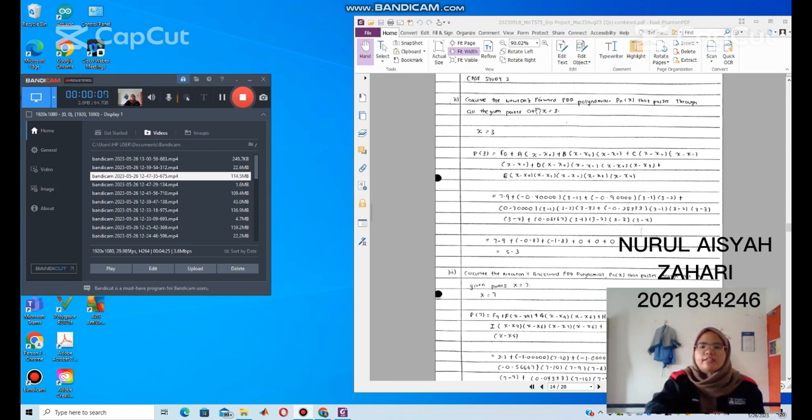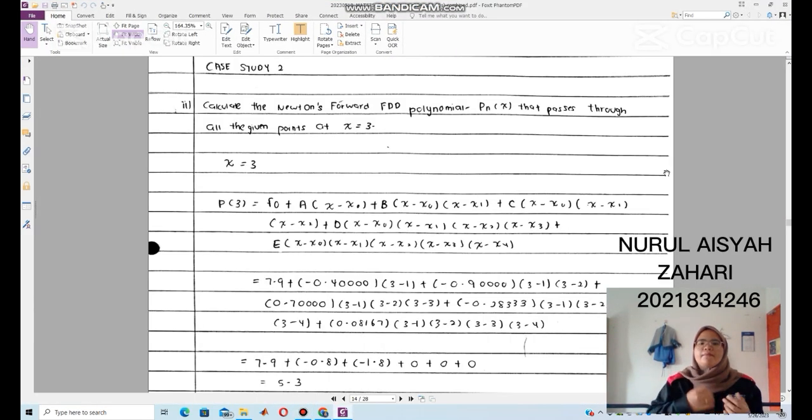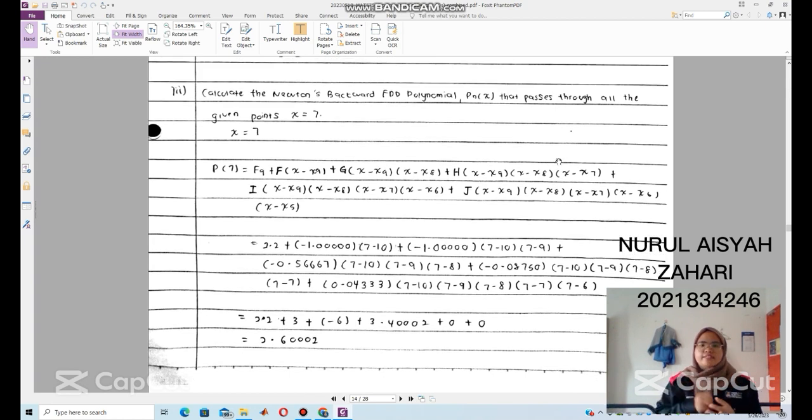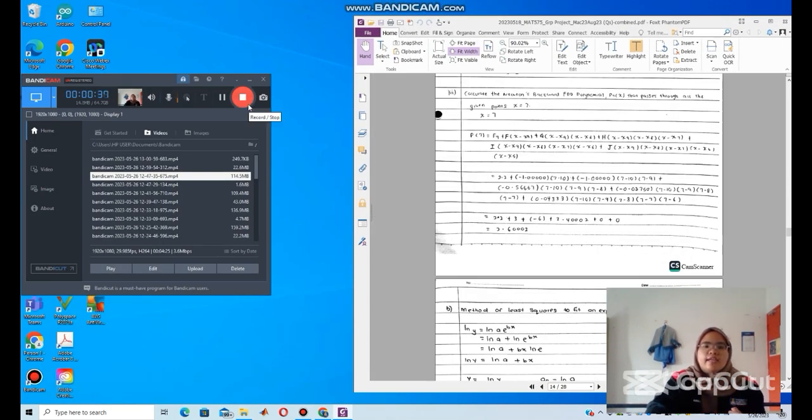Okay, let's continue to my part in case study 2. My part is equation 2 and 3. In equation 2, I need to calculate the Newton forward FDD polynomial, where the given value of x is equal to 3. And in number 3, I need to calculate the Newton backward FDD, where the given value of x is equal to 7. That's all from me. Continue to the next presenter.